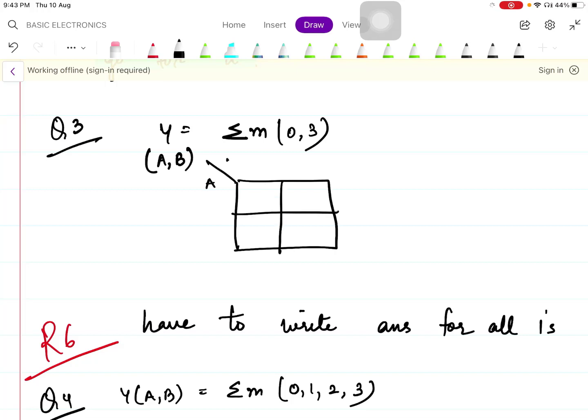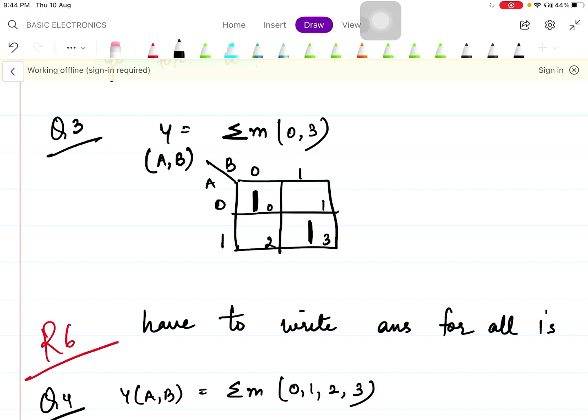Let's draw the structure. Let's put the variables, allot them the values, and number the cells. Now, as you can see, the minterms in the question are given as 0 and 3. So, fill 1 in these cells and try to make the group. First of all, we will search for a group of 4. Possible? No, it's not possible. Then we will move on to the next level, 2 raised to the power 1, that is 2. Possible? Not possible because both the ones are lying diagonally.